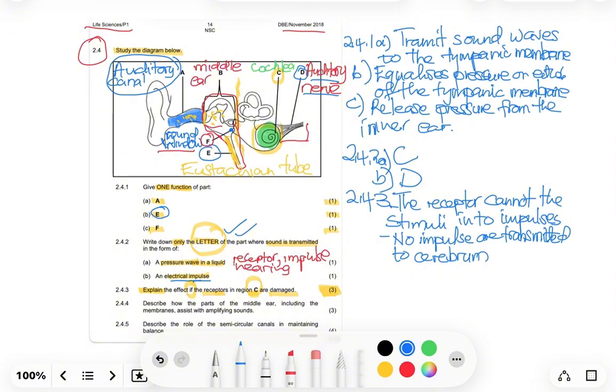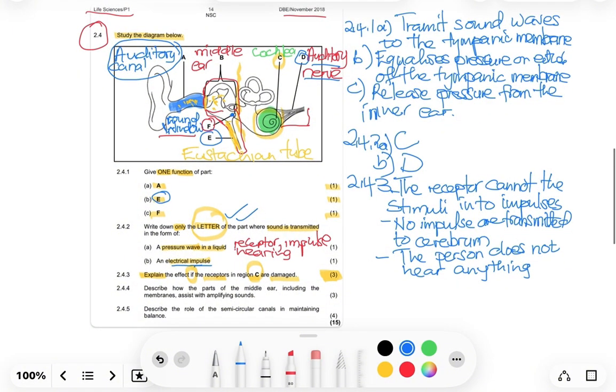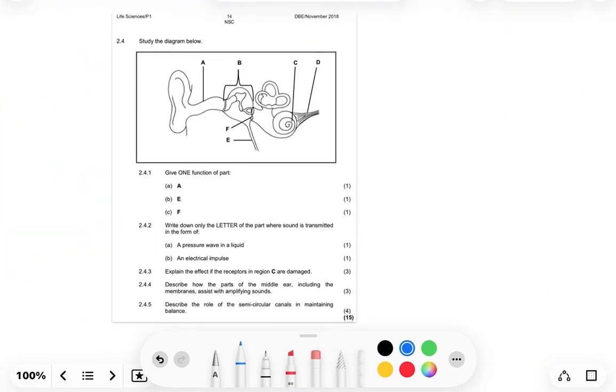And therefore, if no impulses are transmitted to the cerebrum, it means the person does not hear anything. So we're going to say, and the person does not hear anything, or no hearing would take place. All right. So we move on to the next question. We're going to do it on the next slide.